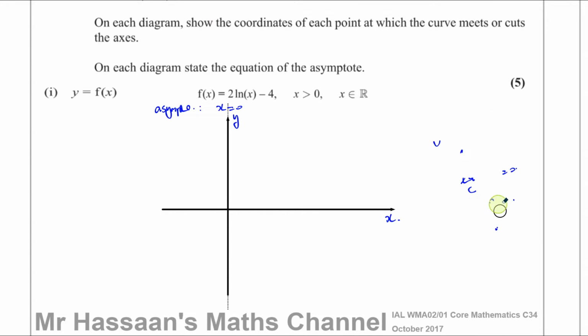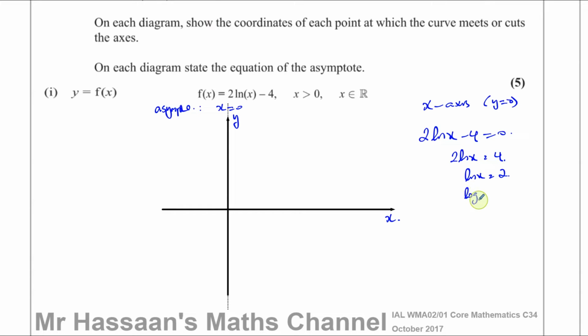Now let's figure out where this graph crosses the x-axis. It crosses the x-axis when y equals 0. Just the same way we worked out for ln x, we have 2 times ln x minus 4 equals 0. So 2 times ln x is equal to 4, so ln x is equal to 4 divided by 2, which is 2. This means log to the base e of x equals 2, which means x is equal to e squared. So the coordinates of the place where it hits the x-axis are (e squared, 0).